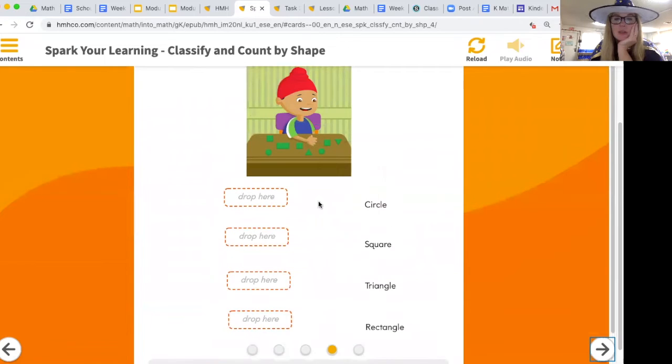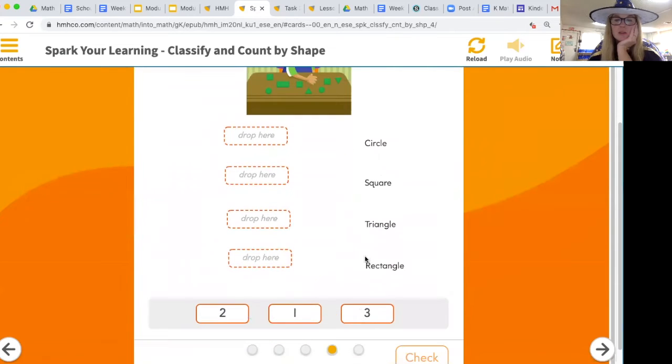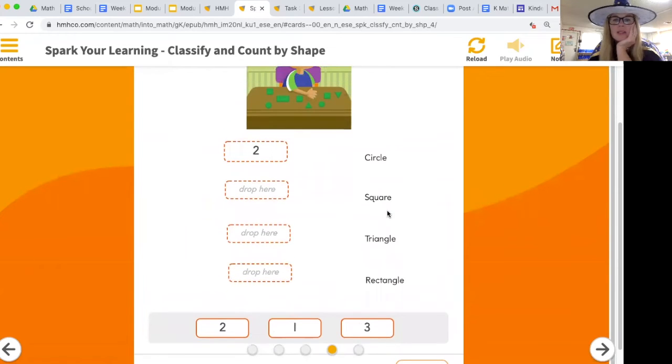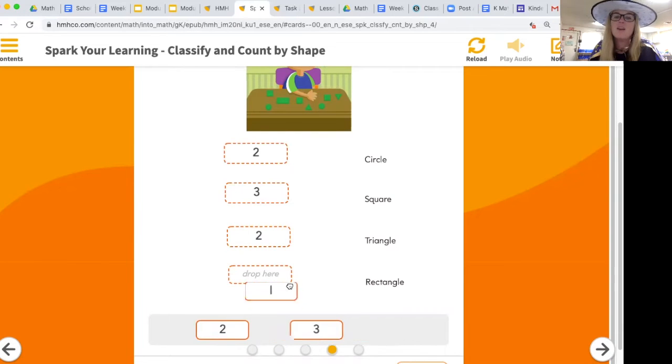Okay, so let's look at our picture. What did we say? How many circles? We said 2 circles. Oh dear. Why is it not letting me? There we go. 2 circles. How many squares did we find? 3 squares. How about triangles? 2 triangles. How many rectangles? 1 rectangle.